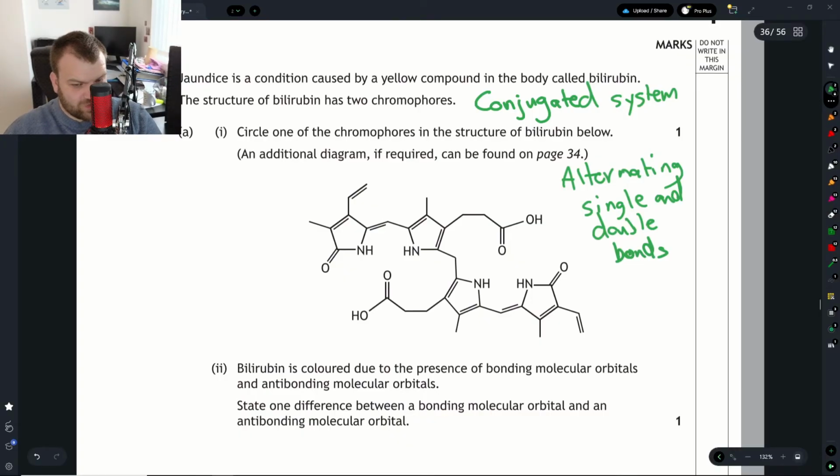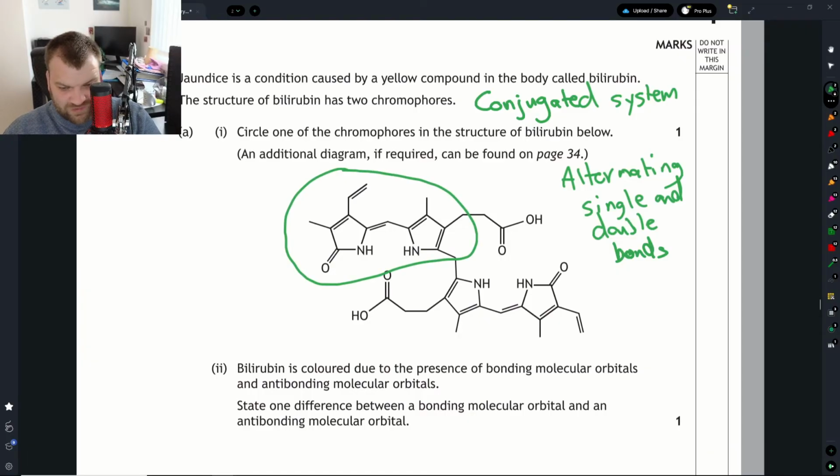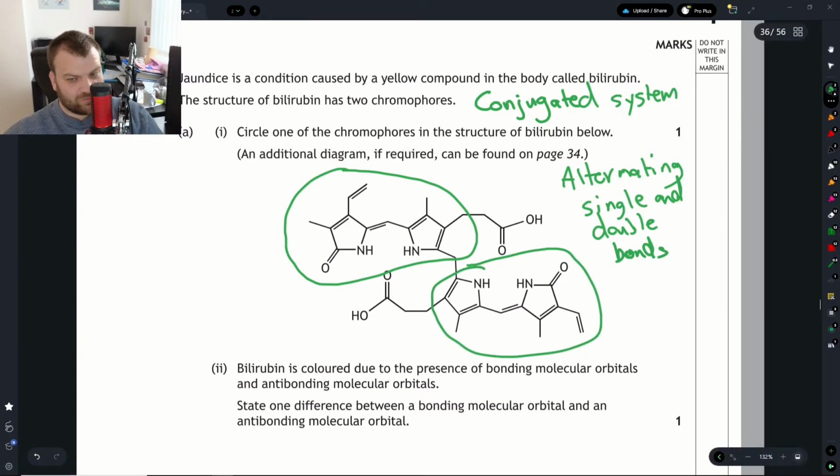Here we want to make sure we are including our single and double alternating bonds. We would have that one there, and down the bottom, this section of atoms here, and either of them should count as your chromophore. That's the part that causes the colour.